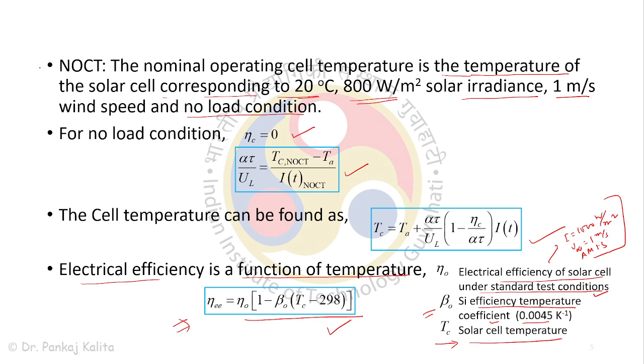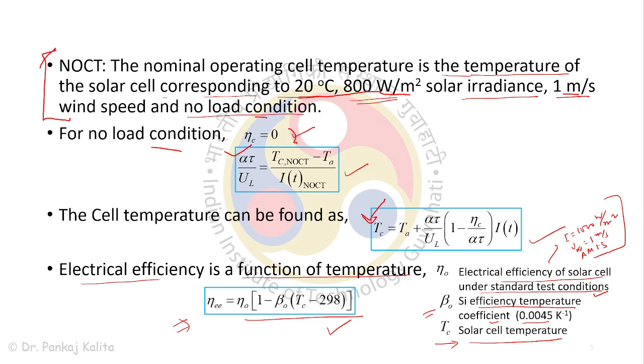Now another important thing is your NOCT. It's the nominal operating cell temperature, taken corresponding to 20 degrees Celsius, 800 watt per meter square solar irradiance, and 1 meter per second wind speed at no load condition. So at no load condition, basically we are not getting any power across the load. So your efficiency will be 0, and then we can rearrange and we can get this formula. And this is how the cell temperature can be found for your solar cell in terms of the parameters that we have just studied.